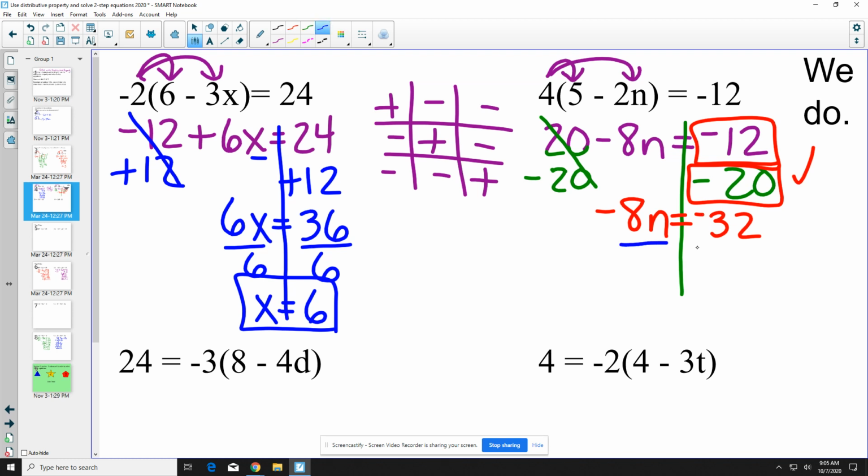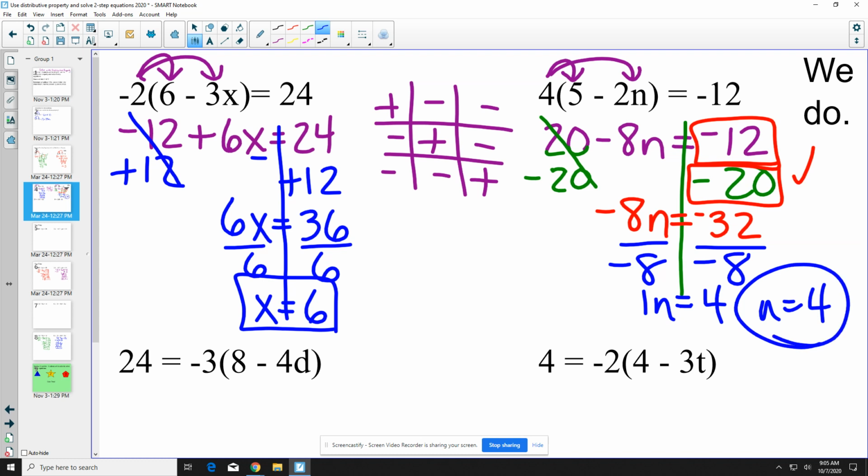You're going to divide both sides by negative 8, right? Whatever this coefficient is, the number in front of n. If it says negative 8n, you divide by negative 8, because a negative divided by a negative gives you a positive 1n. That's what you want. Here, this tells me how to get the answer. Negative 32 divided by negative 8. A negative divided by a negative is a positive. So my answer is n equals 4.